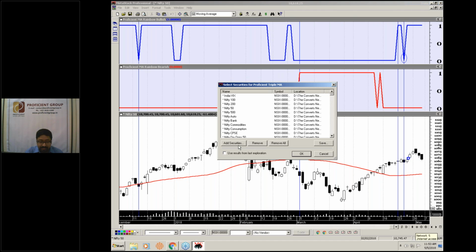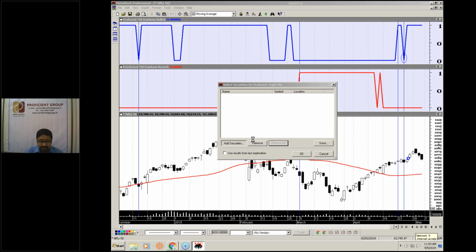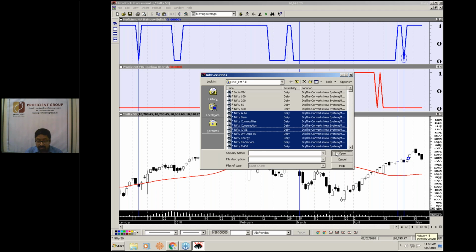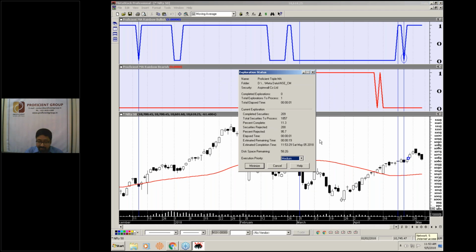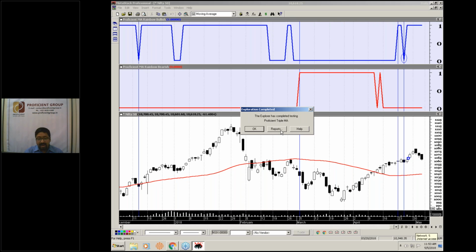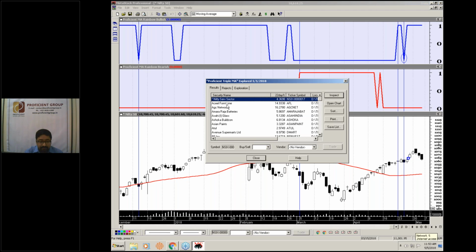So we are running this exploration again, and the same results will come up. And here you can see the addition, the 22-day percentage return. In this column, suppose Nifty Services Sector has given us a 4.37% return. Axel Frontline has given us nearly 15% return. AGC Networks has given us 16% return, and all these things.